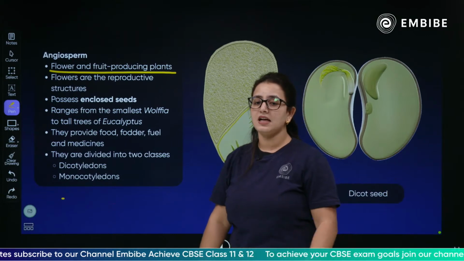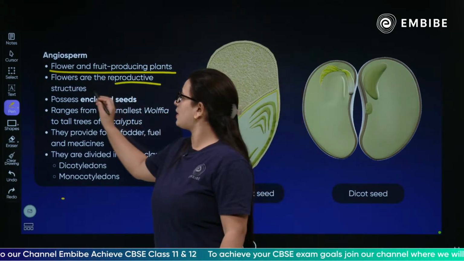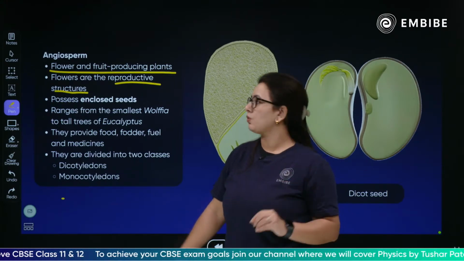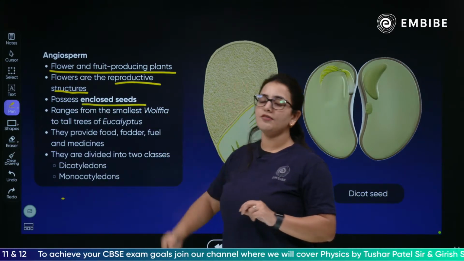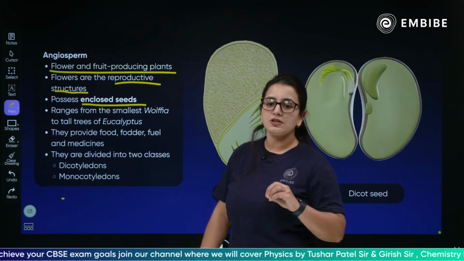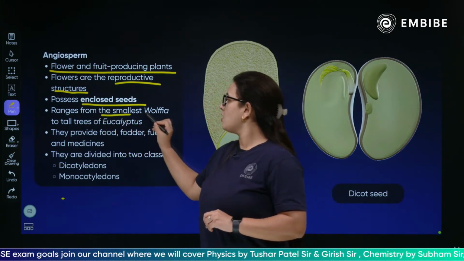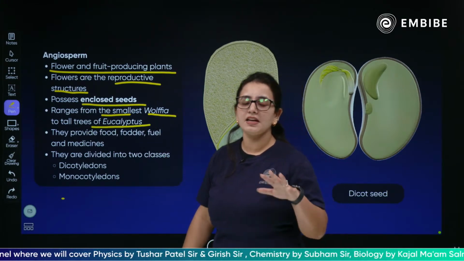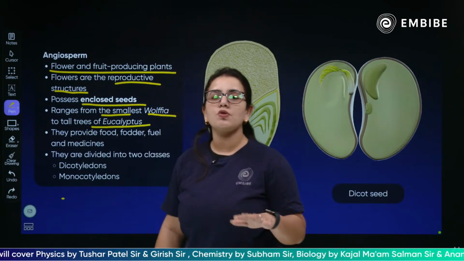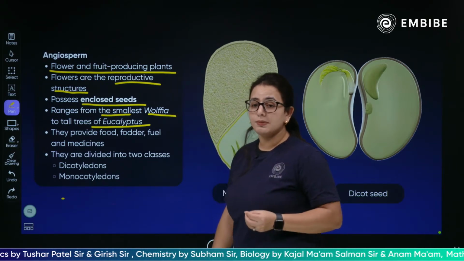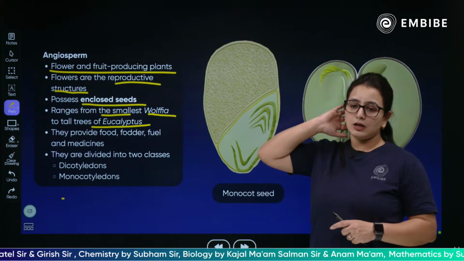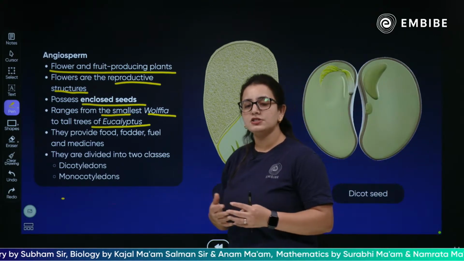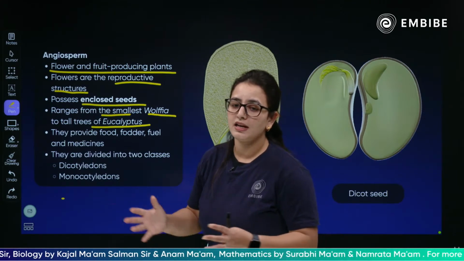So here the flower is the reproductive structure. Yes, they have seeds which are totally enclosed. They have enclosed seeds, and the size ranges from the smallest Wolffia to tall trees like eucalyptus. So the size range also varies from very small to very tall.